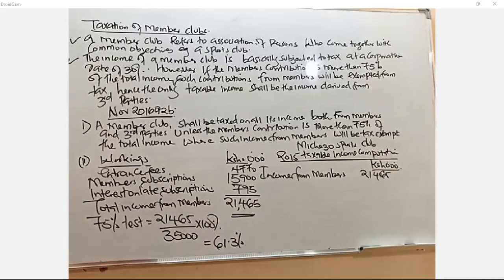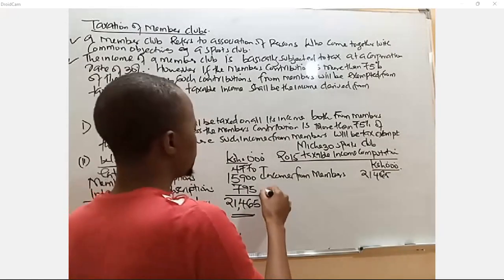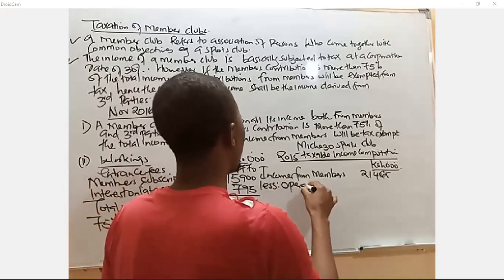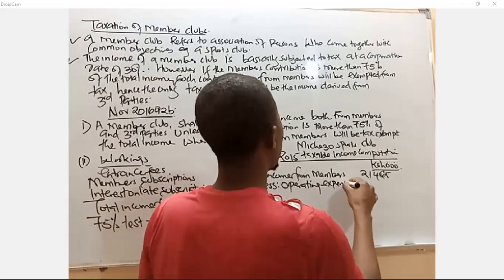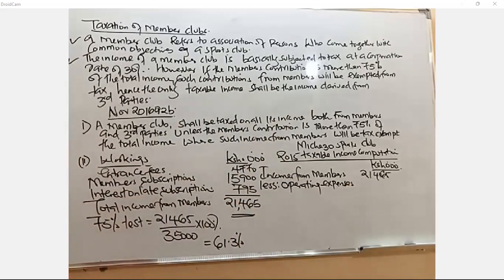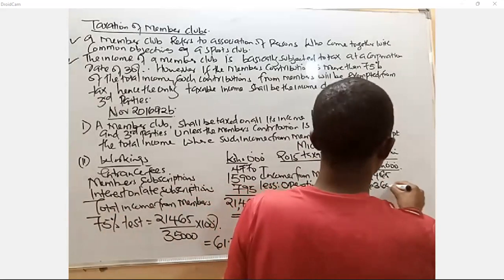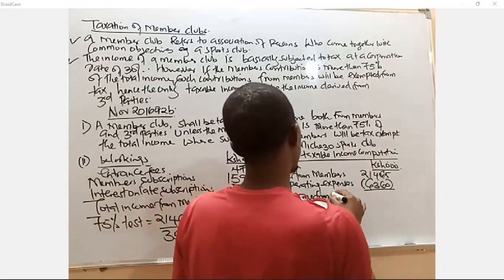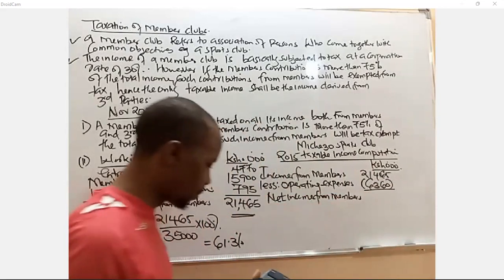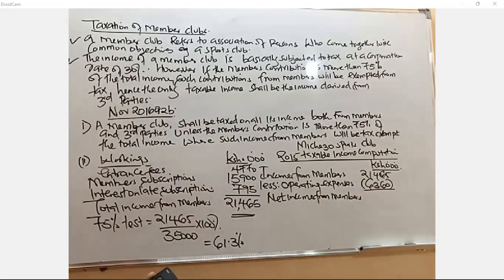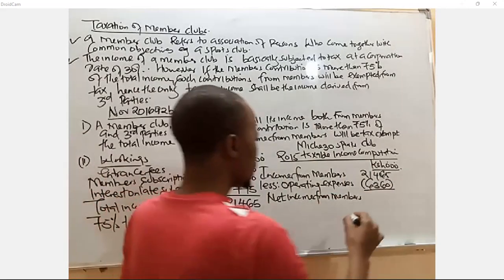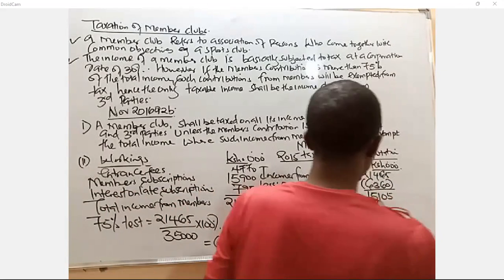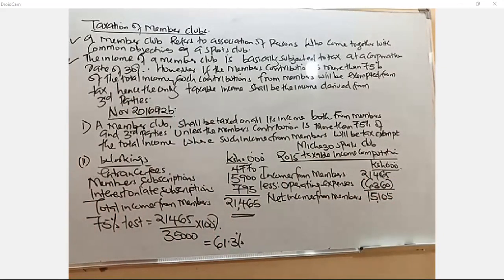We have the operating expenses as per the additional information. In note number two, you have been told there are operating expenses. So we less operating expenses, which are given as 6,360. Let us get the net income from members: 21,465 minus 6,360, getting 15,105.